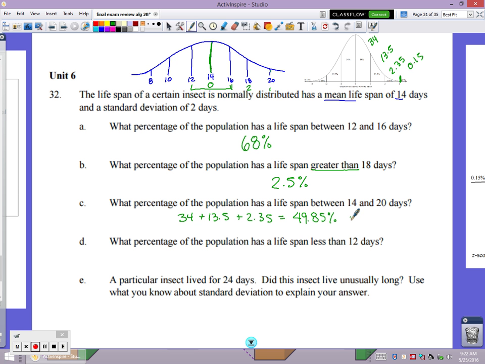What percentage of the population has a lifespan less than 12 days? So here's 12 days and less, and if I add these 3 up, I will see that I have 0.15, that little tiny bit there, plus 2.35, plus 13.5. So I'm adding this, this, and this. Again, I could reference this and add those up. And in total that is 16% of the data. Wonderful. A particular insect lived for 24 days.